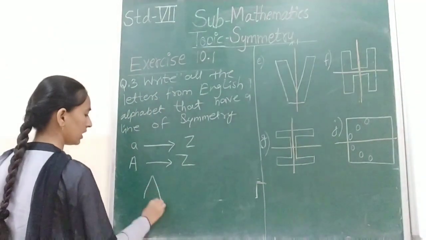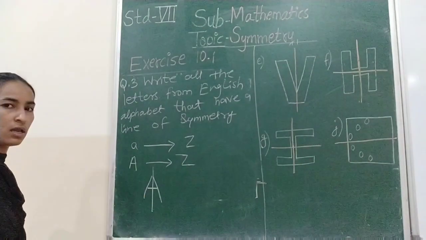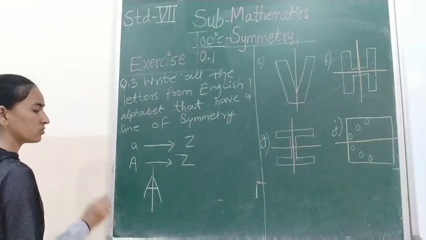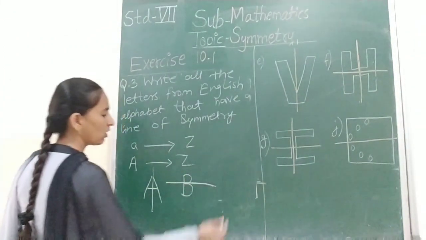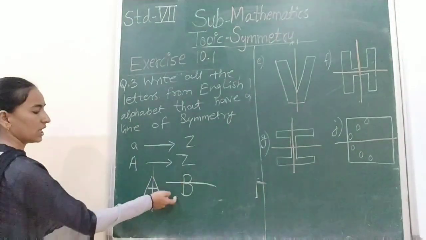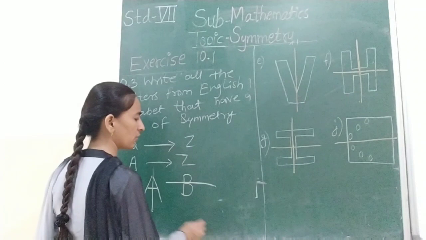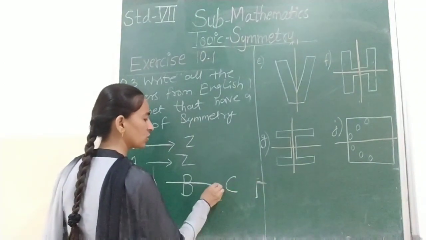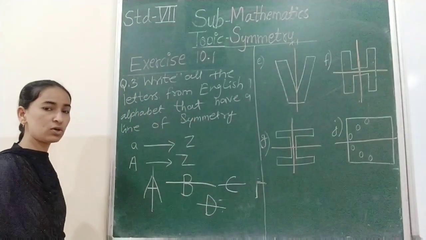Suppose I have drawn A. Now if I draw a vertical line, it has a line of symmetry. That means A is also having. If I draw B and draw a horizontal line, it gives the same. That means it is also symmetrical and it has a line of symmetry. In C also, D also, in E also, in F.